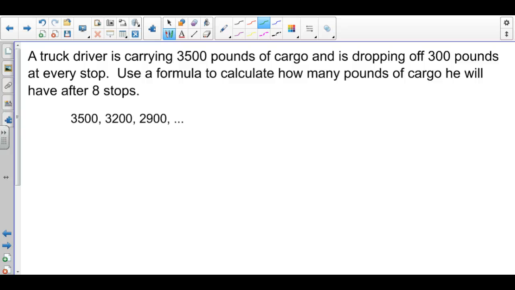So this next example is going to be an arithmetic sequence problem. In this problem, a truck driver is carrying 3,500 pounds of cargo and is dropping off 300 pounds at every truck stop. So what we are going to do is use a formula to calculate how many pounds of cargo he's going to have after 8 stops.